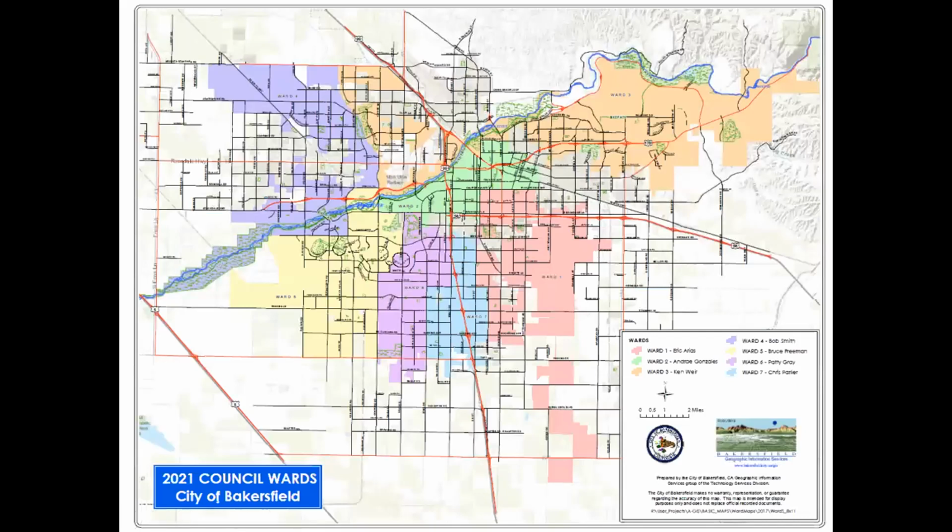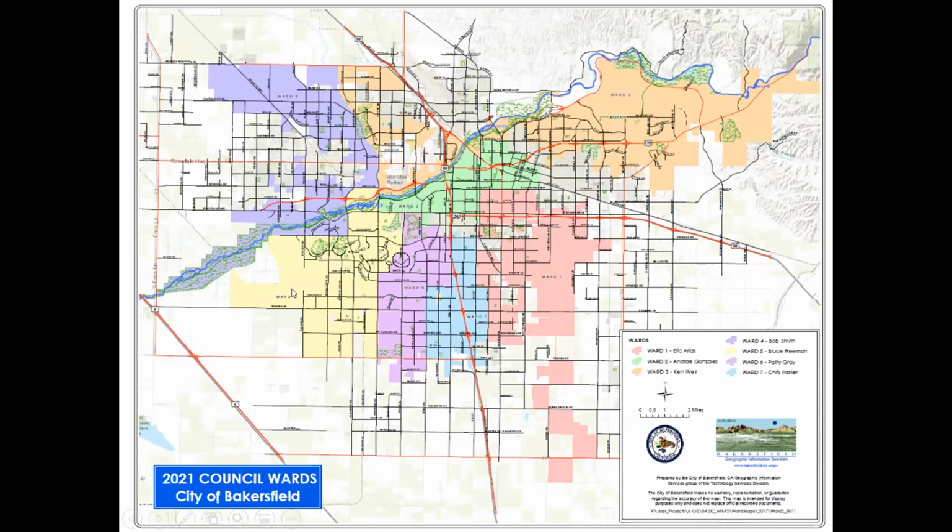All right, so take a quick look here. This is the current city of Bakersfield ward boundaries. So this probably looks familiar. In the southeast corner, Ward 1 is represented by Councilmember Eric Arias. Ward 2 towards the middle in green is represented by Councilmember Andre Gonzalez. In the northeast in orange, Ward 3 is represented by Vice Mayor Ken Weir. In the northwest corner in this purple color is Ward 4, represented by Councilmember Bob Smith.